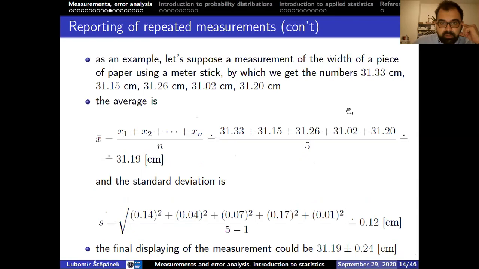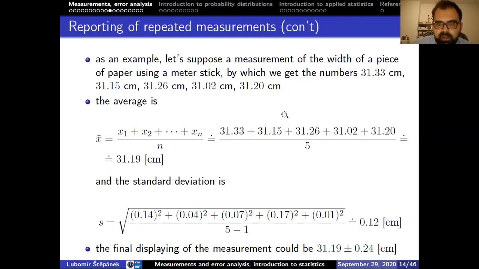Well, a worked out example. We have a measurement of a piece of paper. We are using a meter stick to do the measurements. We measured the paper five times, and we got numbers like 31.33 centimeters, 31.15 centimeters, 31.26 centimeters, 31.02 centimeters, and 31.20 centimeters. Then the average is, we sum the numbers up and divide them by five, which is just the calculation of your average: 31.19 centimeters.